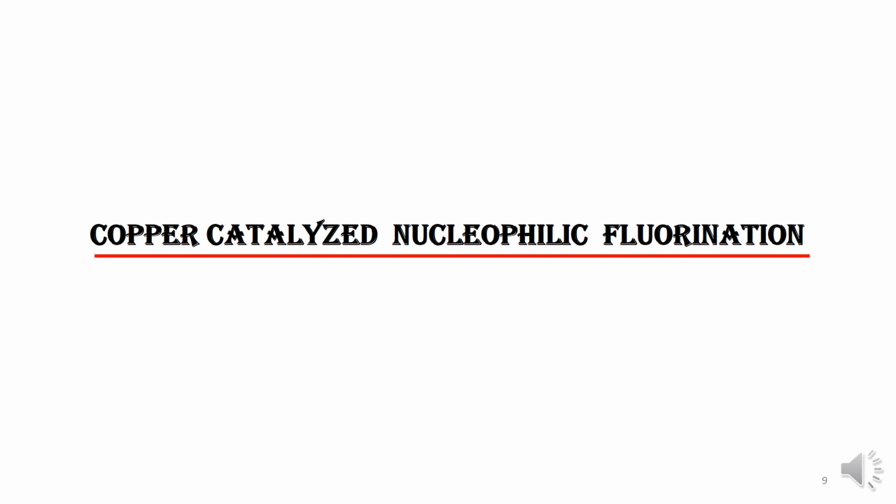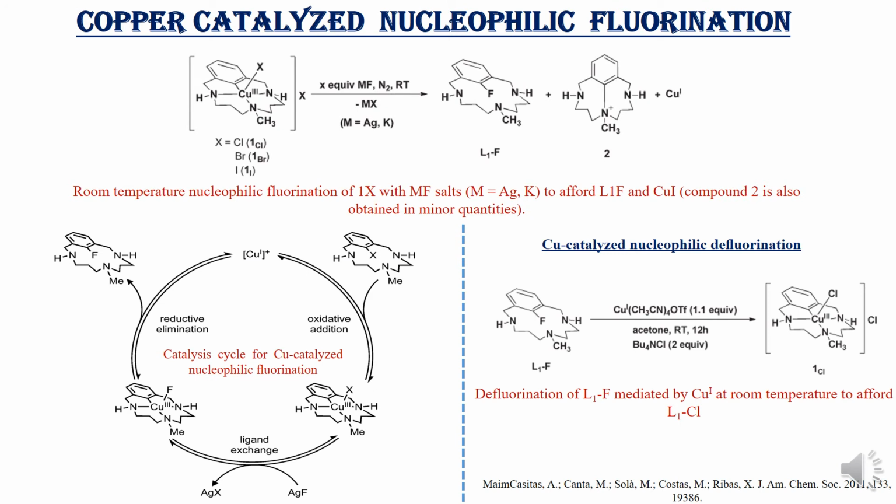Among the nucleophilic fluorinations, we will first discuss the copper catalyzed nucleophilic fluorination. This is the first reaction that I would like to discuss under the heading of copper catalyzed nucleophilic fluorination. Here, the halide exchange takes place at the aryl copper(III) halide complex, followed by reductive elimination from copper(III), and we get our aryl fluoride.